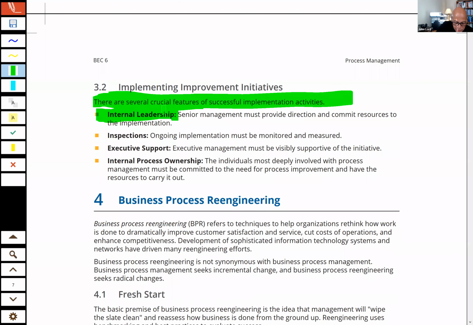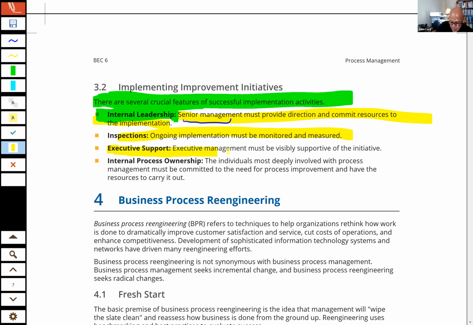And so you've got to get the buy-in of senior management on these things. People don't like change, okay? And so if you're going to try and improve some process, there needs to be that internal leadership. So it needs to come from senior management levels in the organization, okay? There needs to be inspections, so that the implementation is monitored and measured.